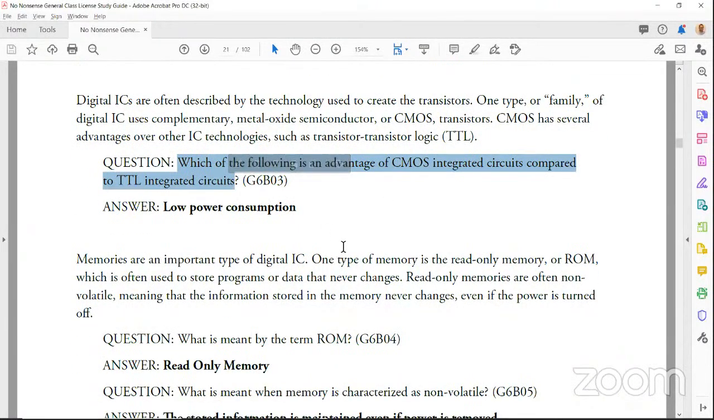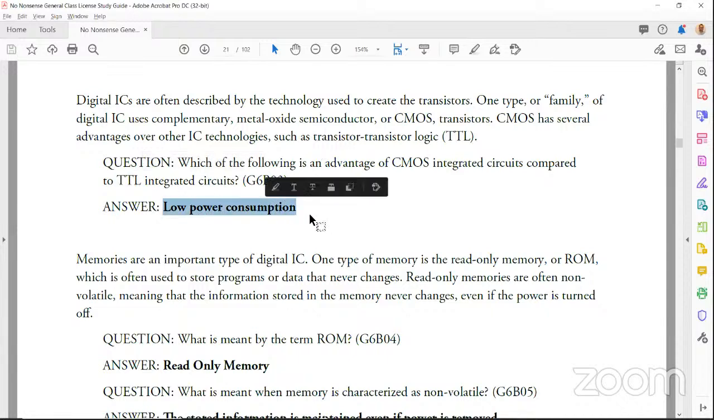Next question in the question pool. Which of the following is an advantage of CMOS integrated circuits compared to TTL integrated circuits? We gave advantages and disadvantages between the CMOS type of IC and the TTL type. So they're asking us, which is an advantage? Well, one of the key advantages of CMOS versus TTL is its low power consumption.